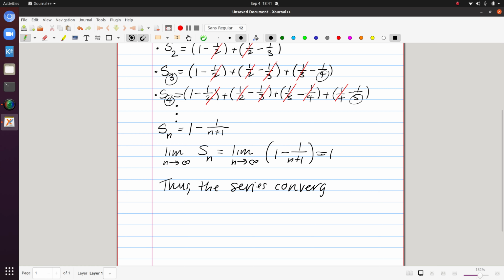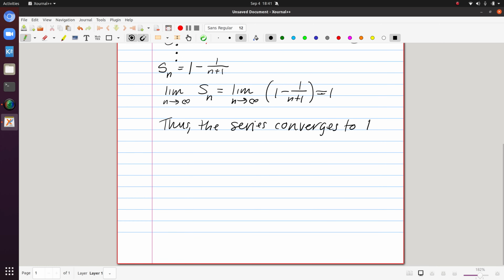So one of the advantages to using the definition of convergence is that you can find the sum of the series when it does converge. The test that we're going to introduce later in general might allow us to say that a series converges, but not to what value.